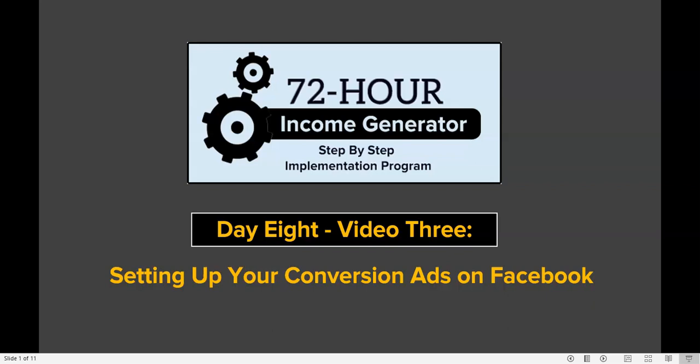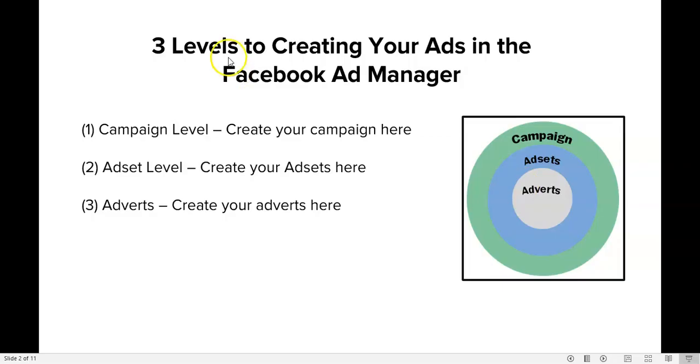In this video, we're going to be talking about how you can set up your conversion ads on Facebook. There are 3 levels to creating your adverts in the Facebook Ads Manager, because that is where you set up your adverts. You start from what is called the campaign level. The campaign level is what houses the ad sets and the adverts. So that's where you start from.